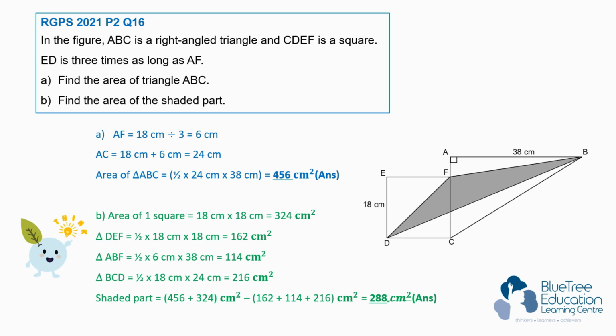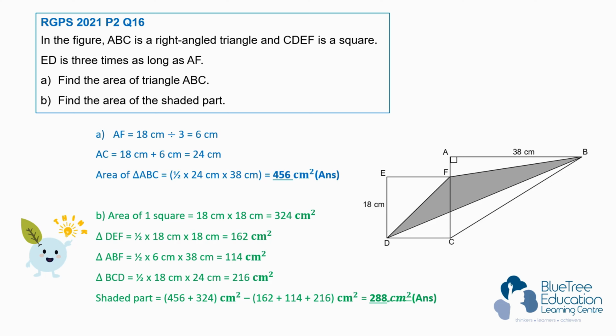So what is the area of the square? It is 18 times 18, giving us 324 cm squared. Next, let's find triangle DEF, which is half times 18 times 18, giving us 162. So one unshaded triangle down.